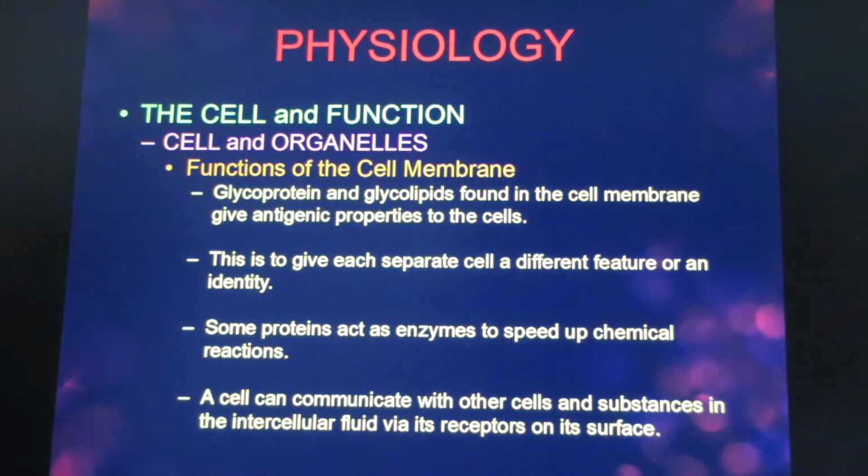The glycoproteins and the glycolipids found in the cell membrane give antigenic properties to the cells. Now, if you haven't heard anything about antigenicity, I'm sure you did, but if you haven't, this is what antigenicity is.